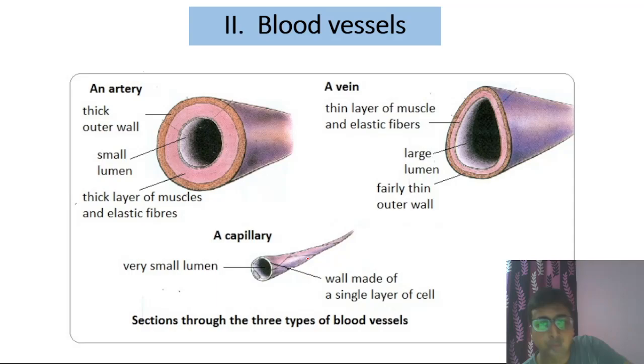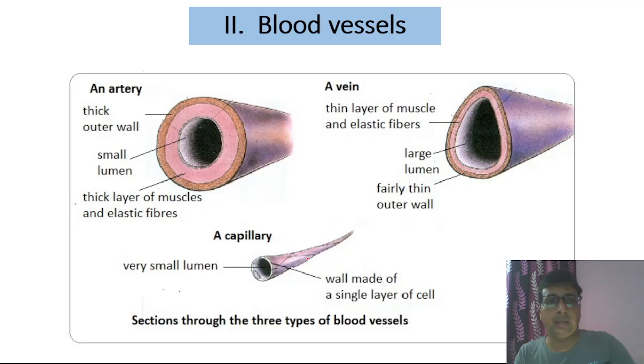All these blood vessels have three linings. The first, internal layer is called the tunica interna, then the tunica media, and then the tunica externa is the outer layer. So we have to remember these three linings that are present in these blood vessels.